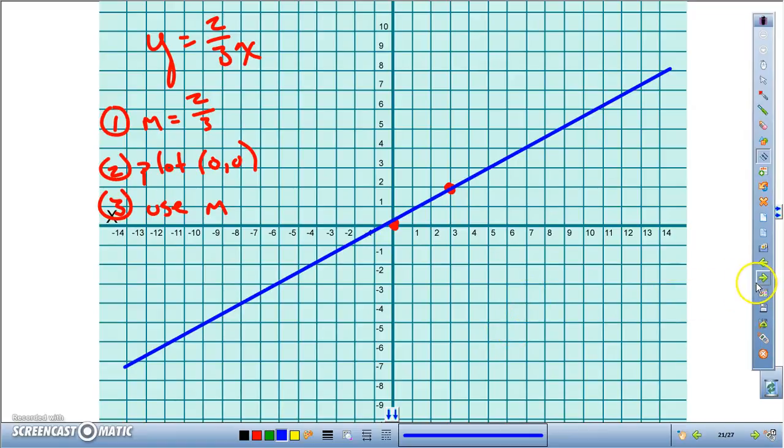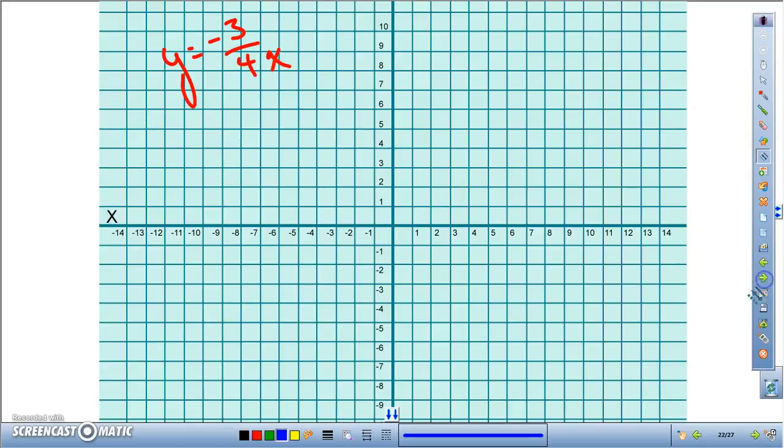Let's try one more. And here's your original equation. Okay, so let's take a second here. Go ahead and pause the video and try to do this one on your own. Okay, let's see how you did.